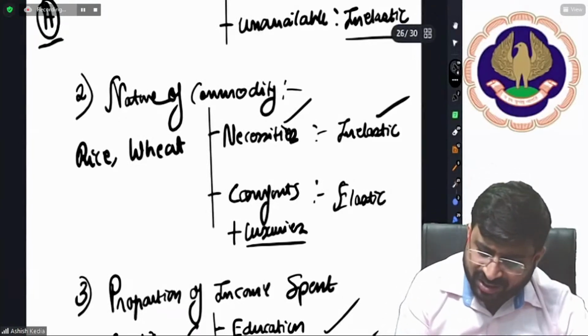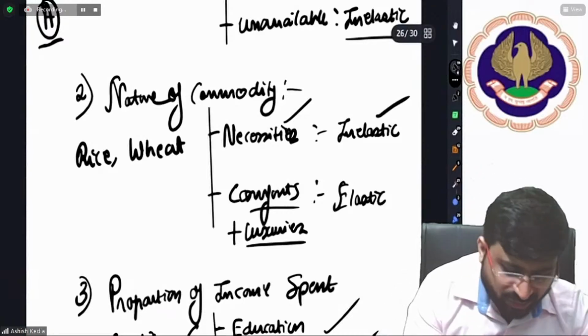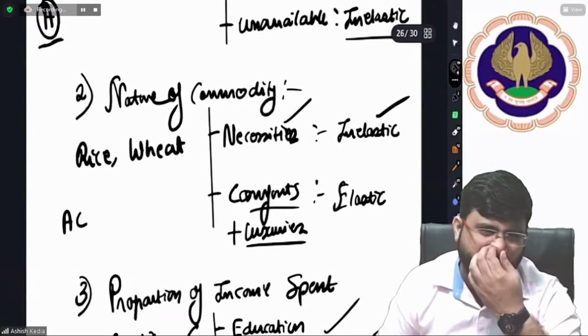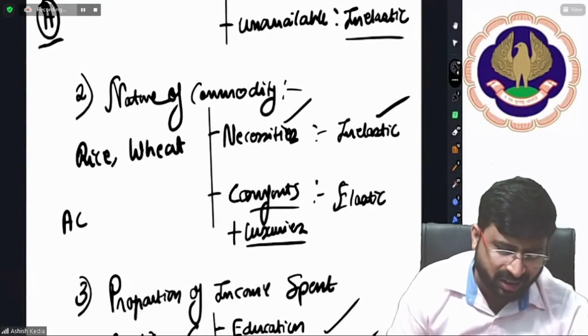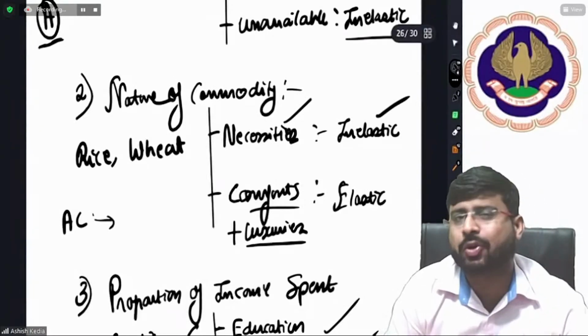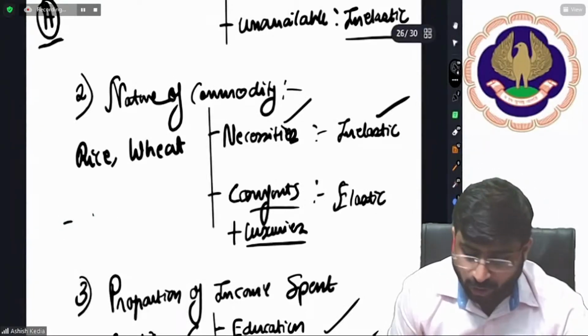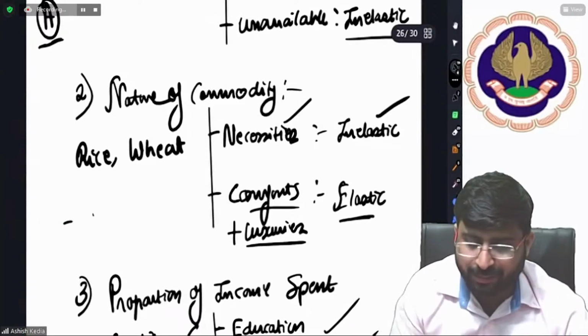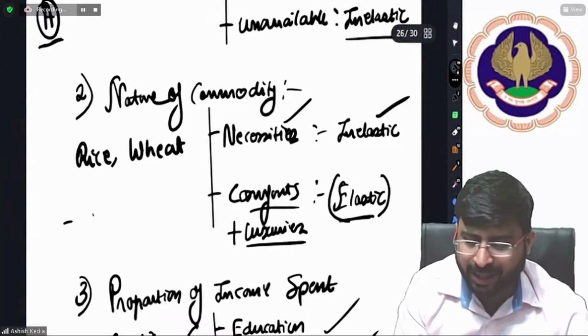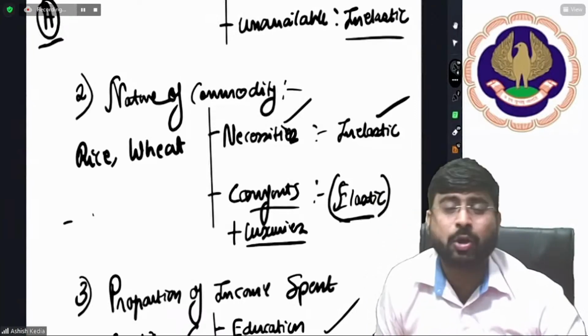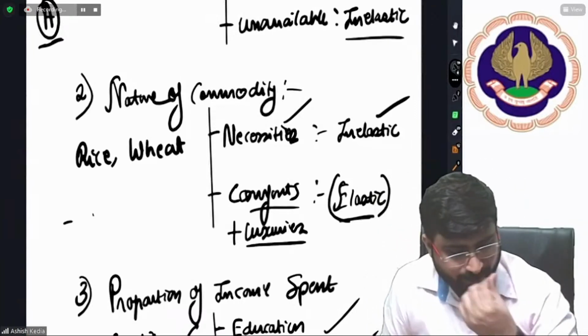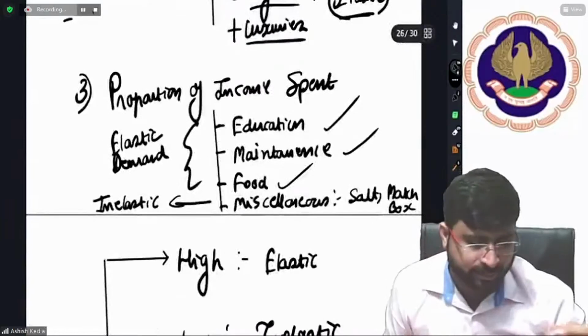But if it's a comfort or a luxury, let's say an air conditioner, then I can say the price is too high, I'll buy later on. If there is a possibility of postponement of consumption, the demand will be elastic because you can switch to an alternative. Necessity has no alternative.